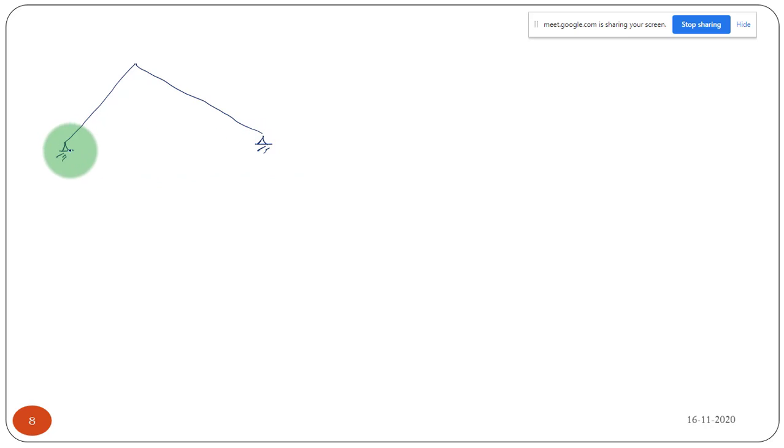Both supports are hinged, and this length I'm taking as A, and this length as 4A. I'm applying the same load P at joint B. So here the joint B is a rigid joint.